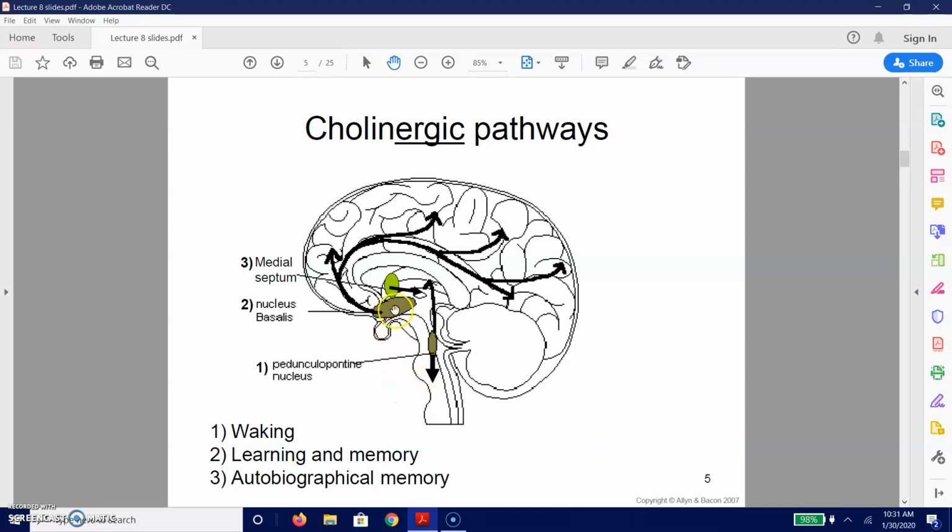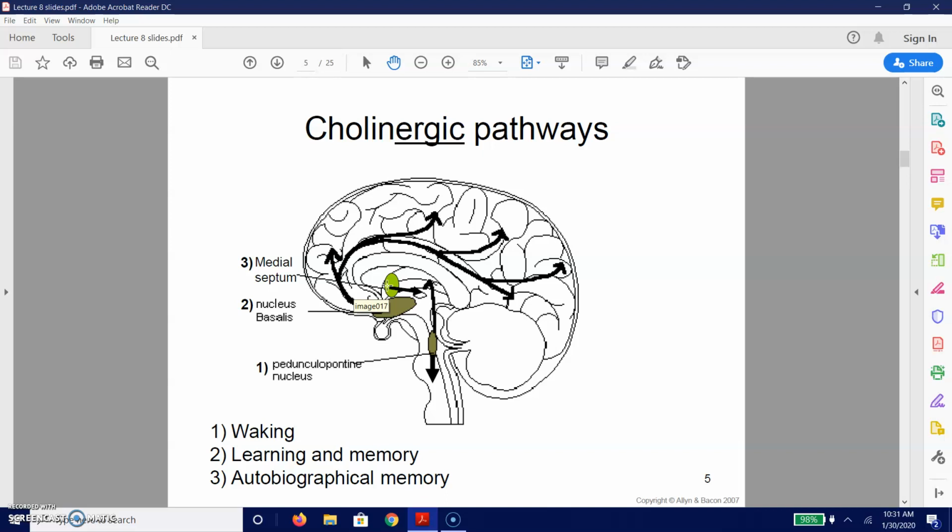The second one is an area called the nucleus basalis, and this is an area called the basal forebrain. It's located at the base of the brain, and as you can see, it sends a lot of different projections to the cerebral cortex. This is going to help facilitate things like learning and memory for things like riding a bike. And then additionally, we have another area in the medial septum, which is also located at the base of the brain, and that facilitates memories like those that are related to events from our own lives.